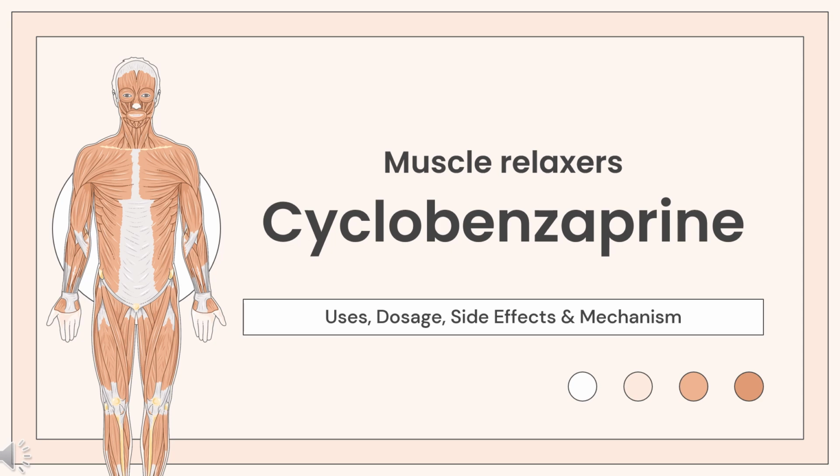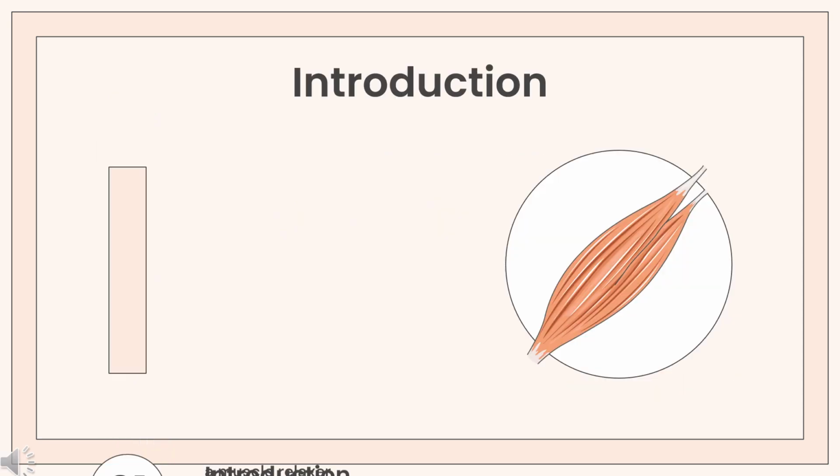Cyclobenzaprine is a skeletal muscle relaxant that works on the brainstem to treat muscle spasms of local origin. In this video, let's find out: What is cyclobenzaprine? What is cyclobenzaprine used for? Contraindications. What are the side effects of taking cyclobenzaprine? How does cyclobenzaprine work? How to use cyclobenzaprine?